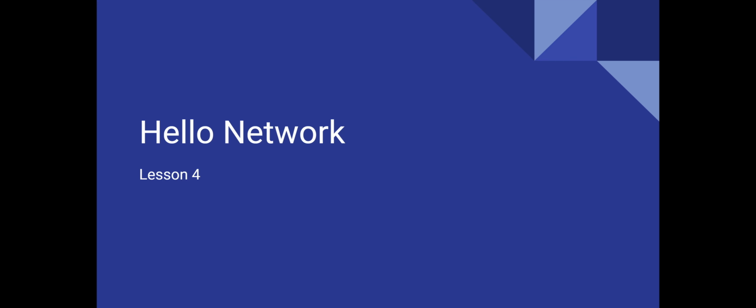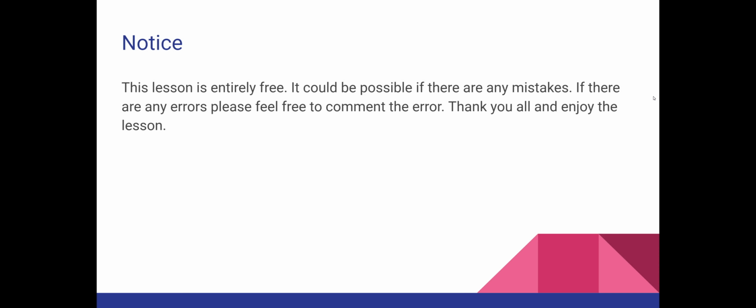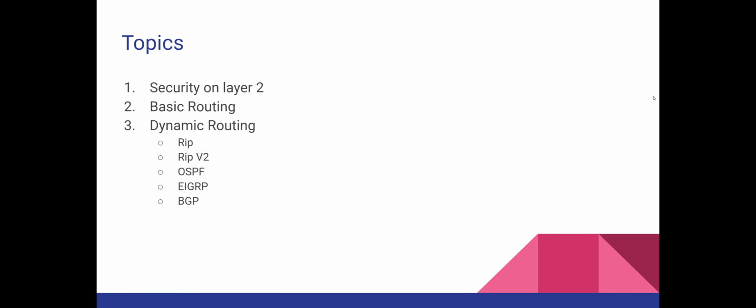to lesson 4. In this lesson, we are going to talk about security on layer 2, so basically on switch layer. Then we talk about basic routing, and then all the dynamic routing protocols that exist. So for example, RIP, OSPF, EIGRP, and BGP. These are the most common routing protocols that are used.